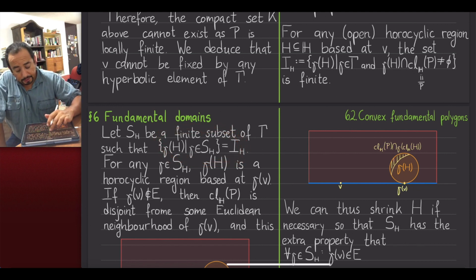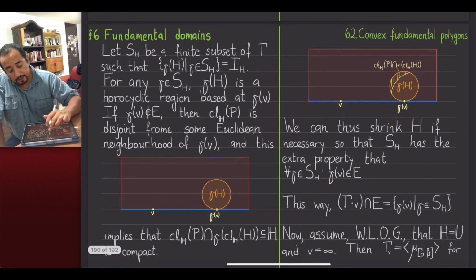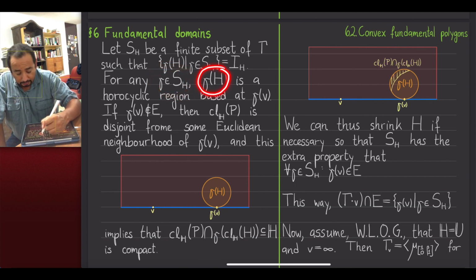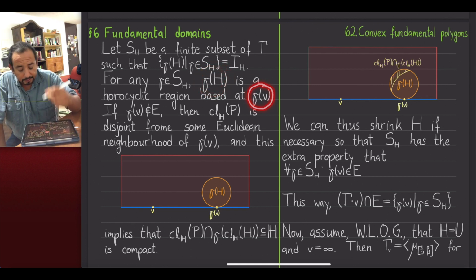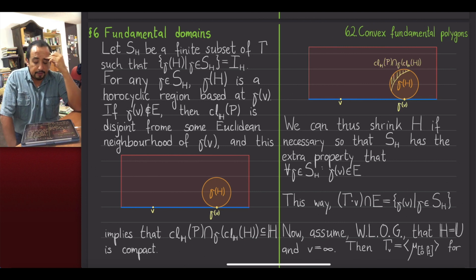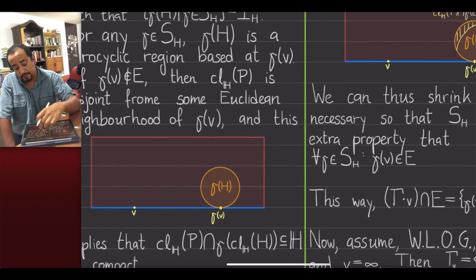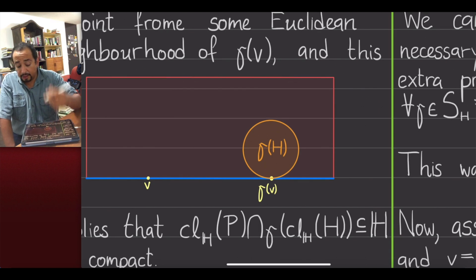Now for any element of S, of course, the image of H under gamma is a horocyclic region, and it is of course based at the point gamma V. So that's obvious. Now let's see what happens if that point is not in E. If that point is not in E, then it's not a limit of points of P. So that means that there is an open Euclidean disk completely disjoint from P, and actually from P bar.